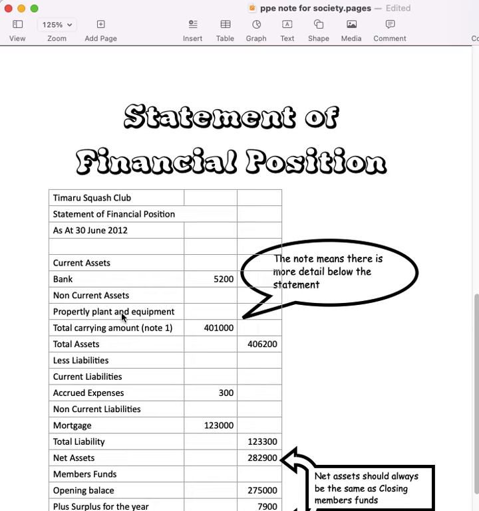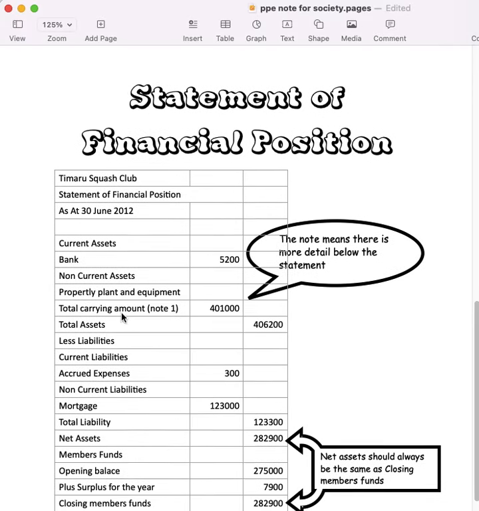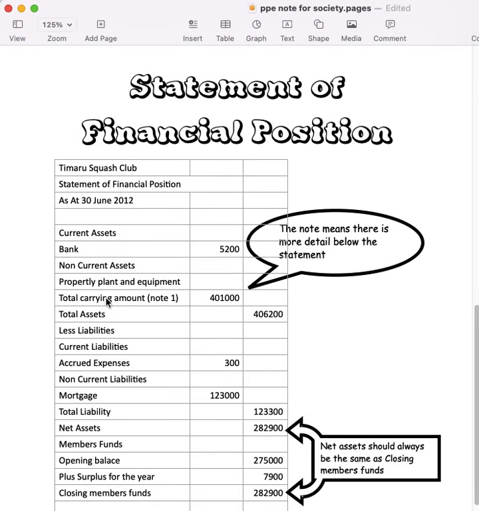And then under non-current assets, we've got their property, plant, and equipment. And we're just putting in the total carrying amount from this note. And we'll go through that in a minute. The fact that there's a note there means that there are more details below the statement. Then we add up all of our assets, so we have a total asset figure.